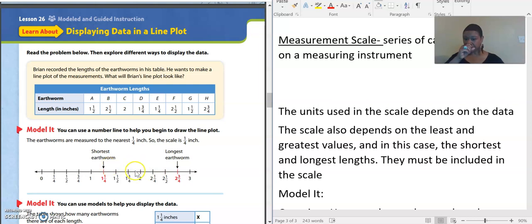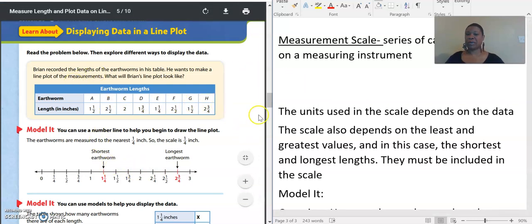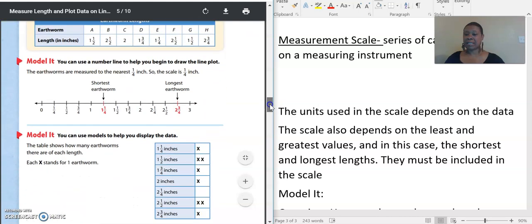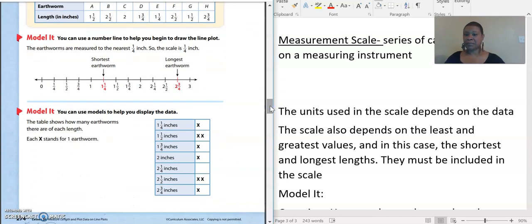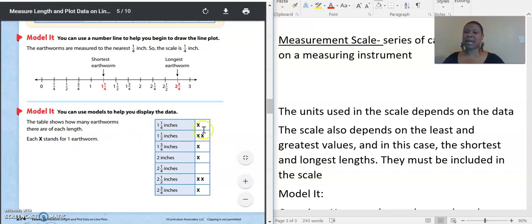They're all different measurements on here, but we're going to line plot them and see how many we have of the same measurements and how many we have of different ones. Okay, so you can use the model to help you display the data, and it says the table shows how many earthworms there are of each length. Each X, mind you, here's the key, and it's important that we understand our key. Each X stands for 1 earthworm. So remember that when we're recording our data.